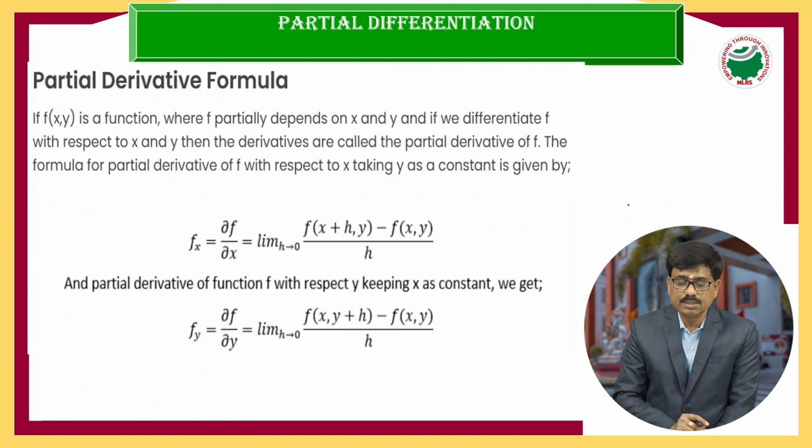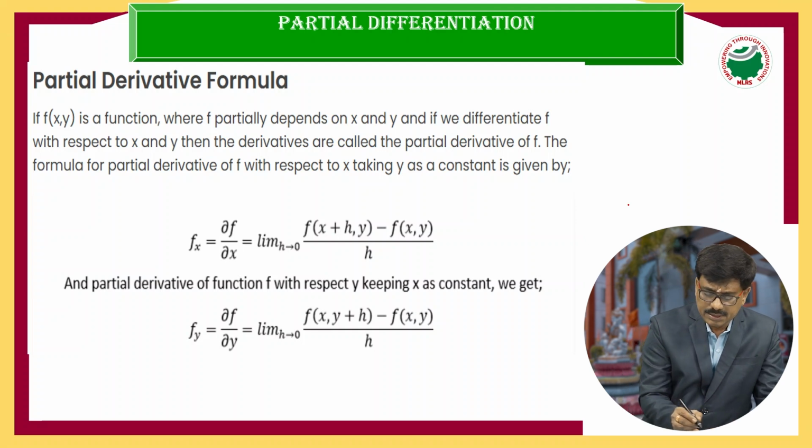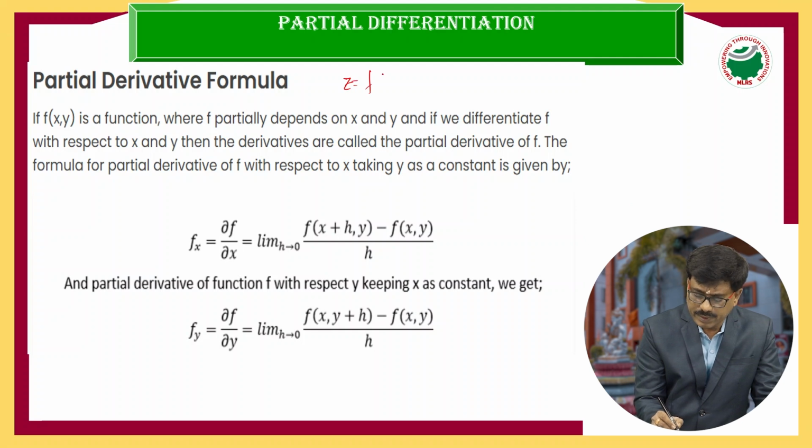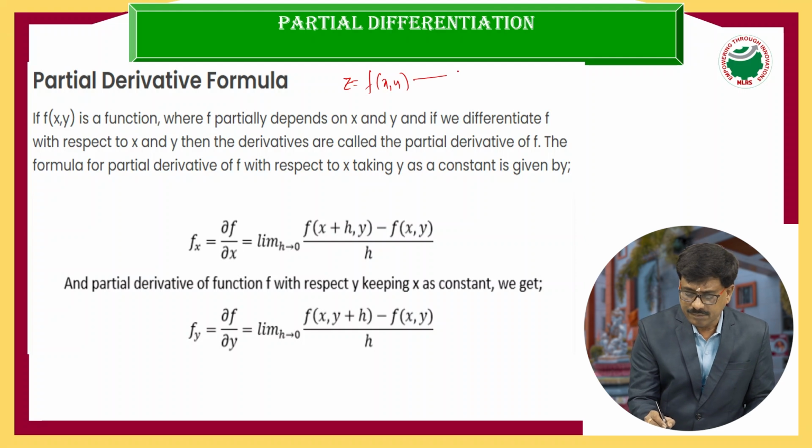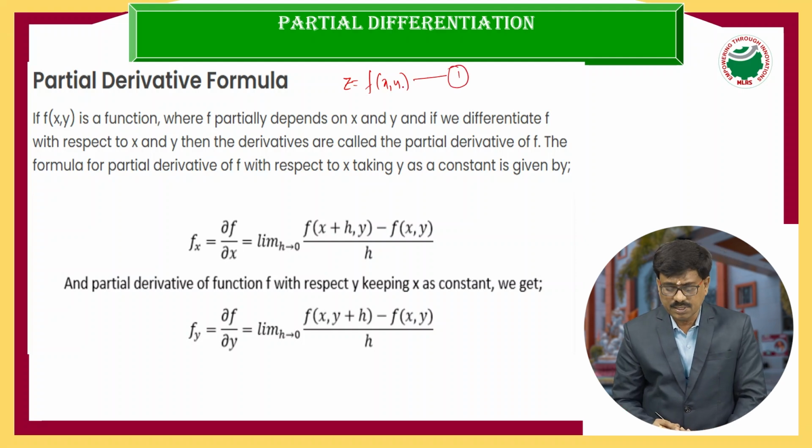How do you calculate the partial derivatives of a function? Let us take the function Z as a function of two variables x and y. Z is a function of x and y. Here x and y are the independent variables, and Z is the dependent variable.